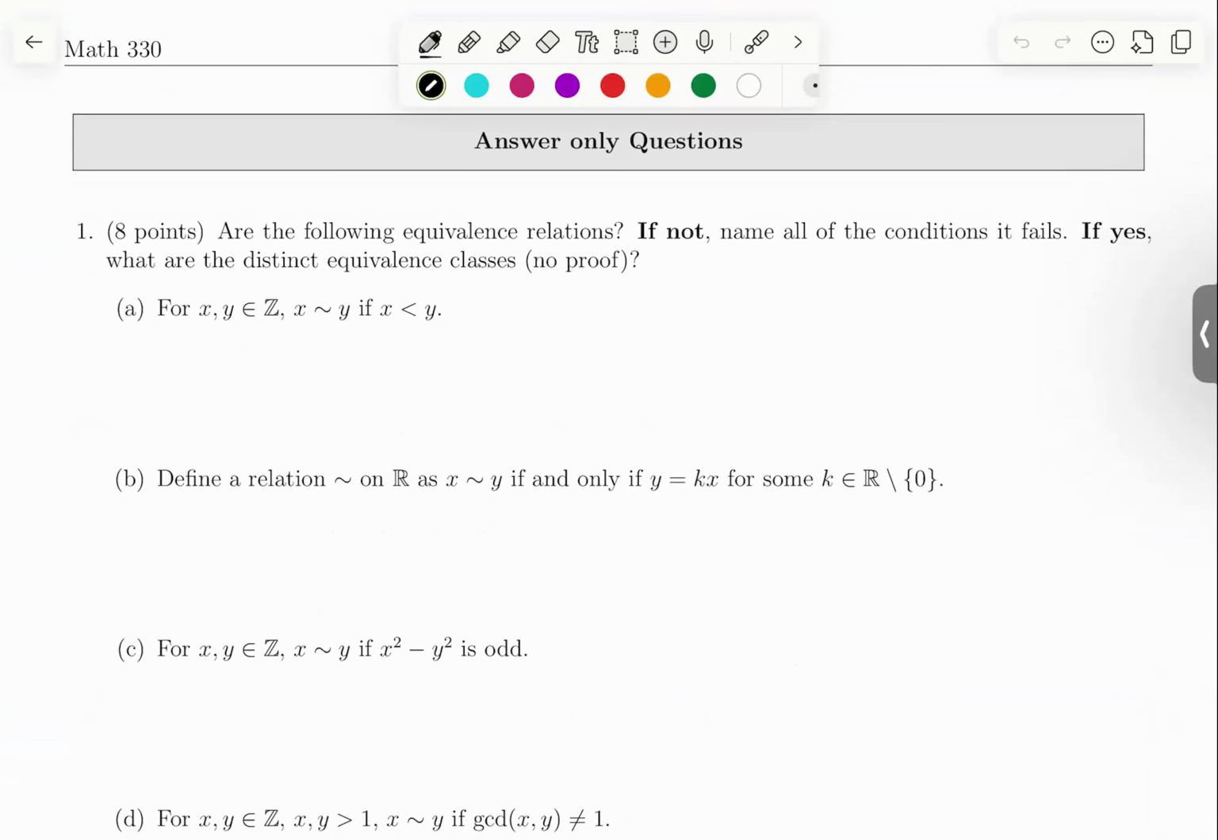So typically to show something's not an equivalence relation, you only need to show it fails one of the 3 things. But here I'm asking for you to list off all the conditions it fails. And if it is an equivalence relation, then what are the distinct equivalence classes? But there's no proof needed. So this first one, for example, is not an equivalence relation.